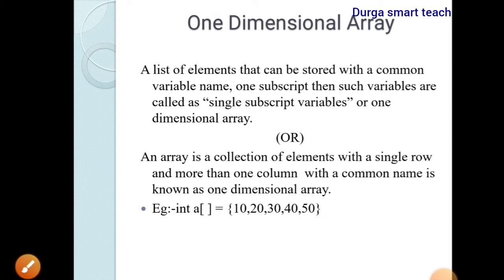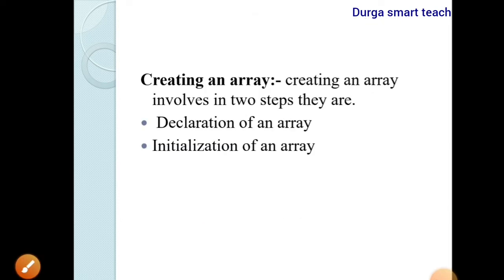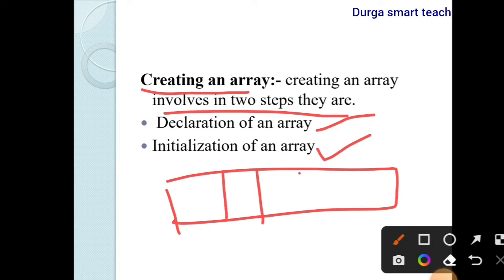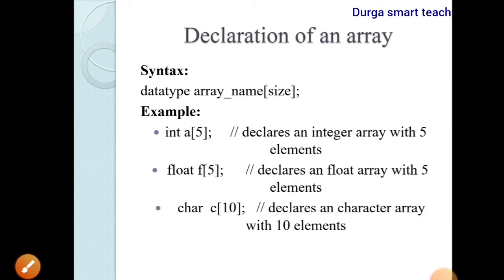Let's see how to declare and initialize a one-dimensional array. For creating an array, it involves two steps. The first one is declaration and the next one is initialization. Declaration is nothing but memory allocation and initialization is nothing but storing values into the memory locations. When you declare, only memory is allocated for the variables. When you initialize, the values are stored in those memory locations. Clear? Let's see declaration.